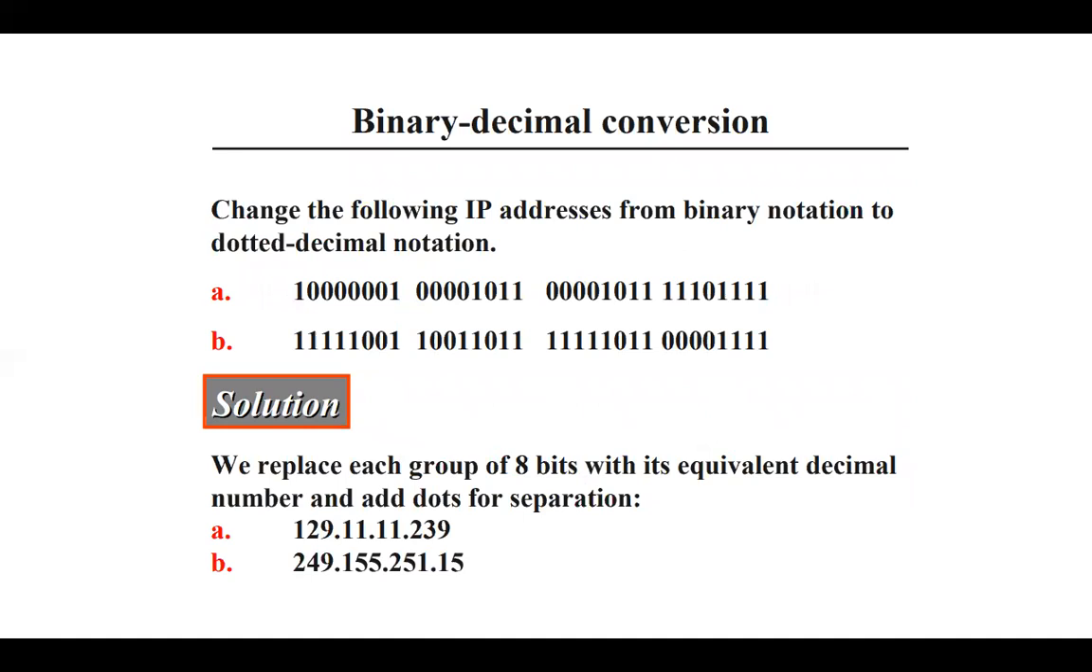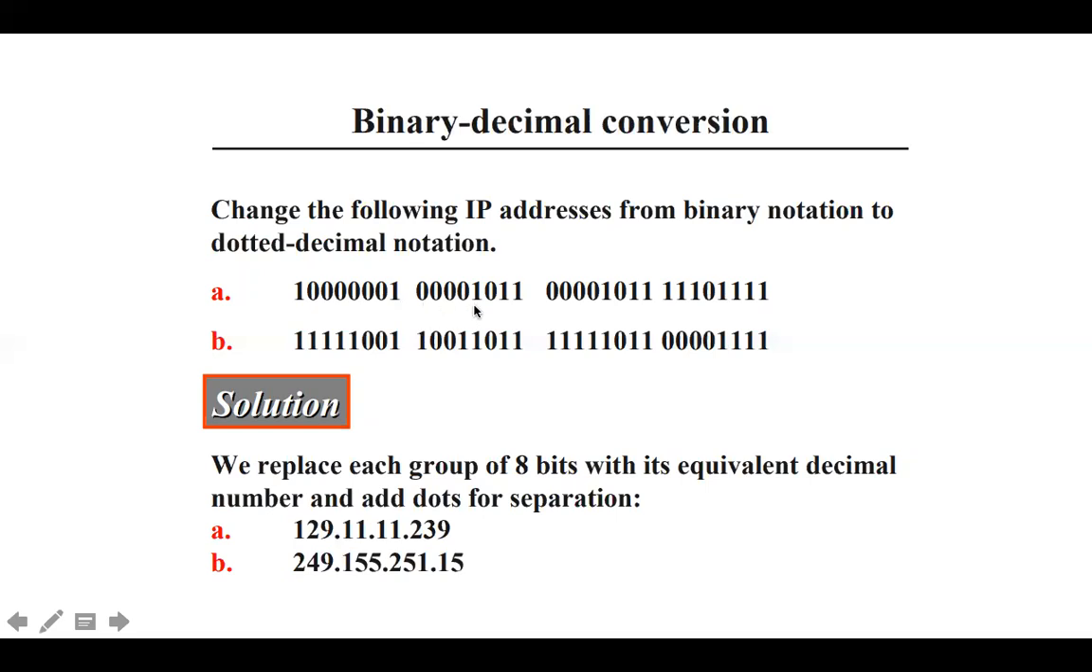Okay, so this is an example of how you can change the following IP address from binary notation to dotted decimal notation. So look at the first one. You need to convert from binary to decimal. So the solution is we replace each group of 8 bits with its equivalent decimal number and add dots for separation. So 10000001, convert to decimal, you will get 129. And then you add a dot.